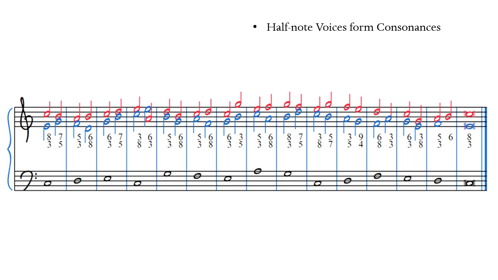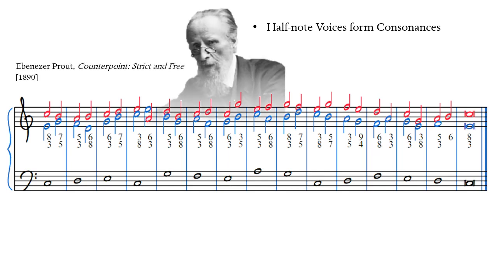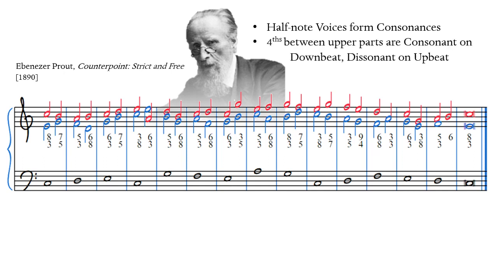The other main rule was first put forward by Ebenezer Prout, a man who does definitely look like an Ebenezer. He points out that the interval of a fourth is tricky, since it is a consonance between upper parts in a 3 or 4 voice texture, but it is a dissonance in only 2 voices. That means that the fourth is only a consonance on the downbeat of each measure when the whole note voice moves along with the others.